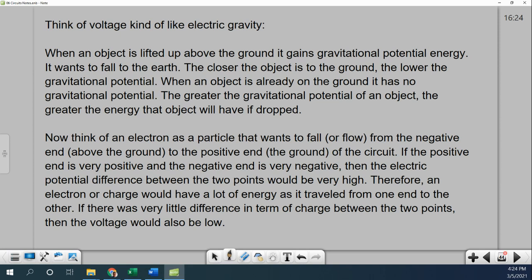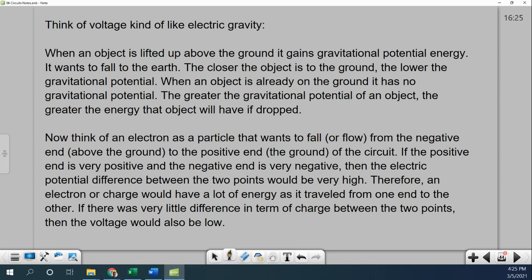So if you think of a charge, it's kind of just like a particle that wants to fall from the negative end to the positive end of a circuit. It's like you're dropping it from the negative side to the positive side. If the positive end is very positive and the negative end is very negative, it's going to push that electron really fast. The electrical potential difference is really high. It's going to be a lot of energy moving that charge through the circuit. So an electron, or a charge, would have a crazy amount of energy as it travels through the circuit.